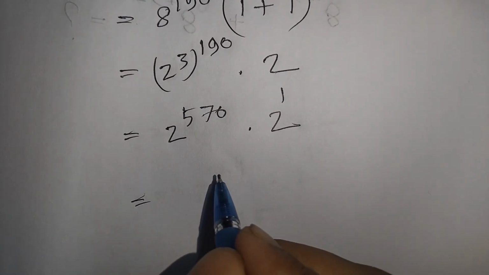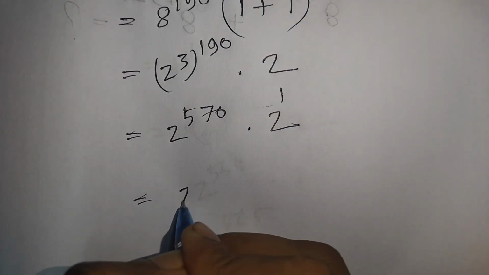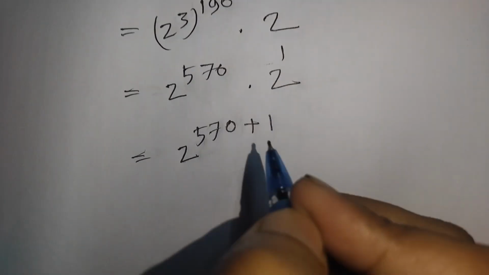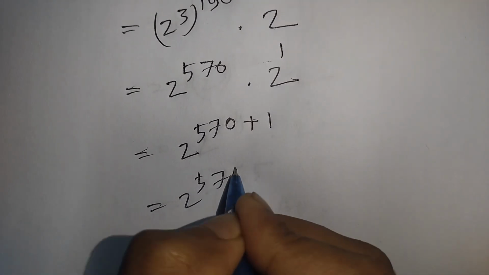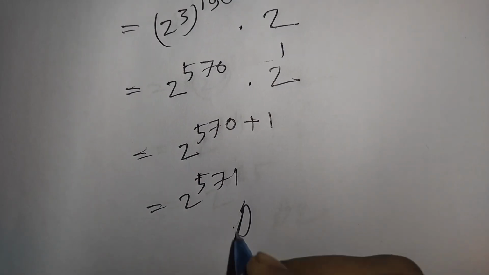Now we see that 2, same base but different powers. I can write here 2 to the power 190 plus 1, that means 2 to the power 191. So 2 to the power 191 is the correct answer.